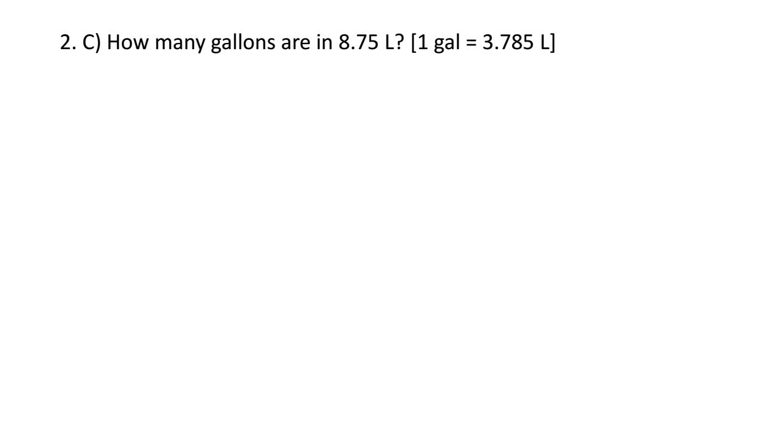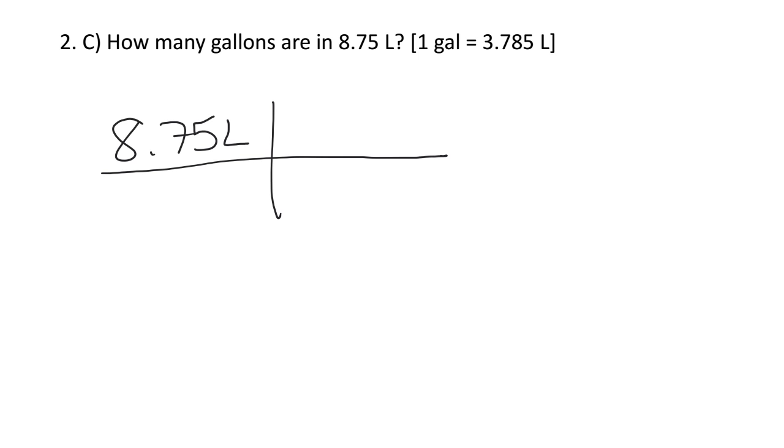Okay, how many gallons are in 8.75 liters? Once again, I gave you the conversion factor, and because there's only one conversion factor, it's a single picket fence. So you're going to put 8.75 liters at the top. Now, you're going to put liters at the bottom and gallons at the top, because you want your liters to cancel.